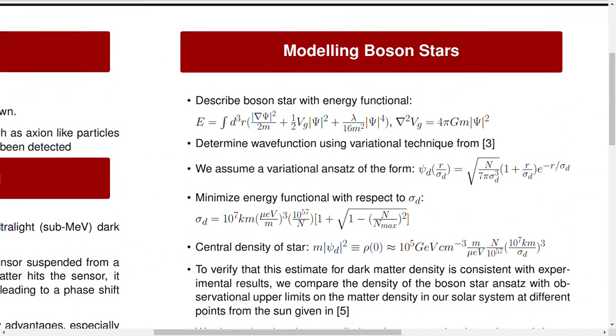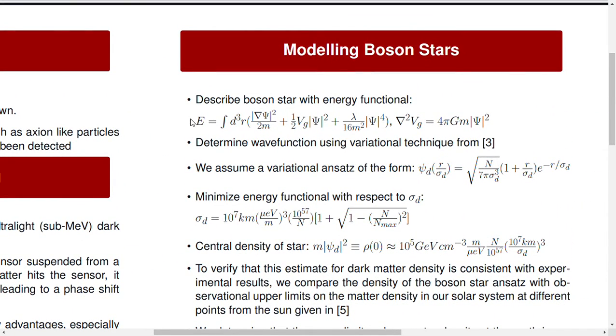To model the boson stars, we assume that they can be described using an energy functional of the form shown here, where Vg is the self-gravity, which is determined from the Poisson equation, and lambda is the self-interaction between the bosons. To determine the wave function of the boson star, we use a variational technique with the variational ansatz of the form shown here. By minimizing the energy functional with respect to sigma d, we determine that sigma d is equal to this equation here, and then we substitute sigma d back into our ansatz to determine our approximate wave function. And then using this wave function, we can evaluate for the central density of the boson star, which is equal to this equation.